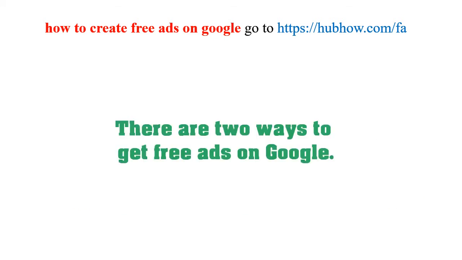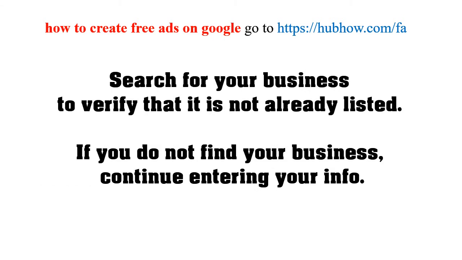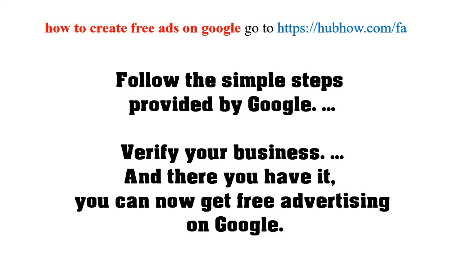Now, there are two ways to get free ads on Google. One is to use the Google My Business function, and here's how you do it. You go to google.com/business and click Start Now. Simply search for your business to verify that it's not already listed. If you don't find your business, continue entering your info. Then follow the simple steps provided by Google. Verify your business, and there you have it. You can now get free advertising on Google.